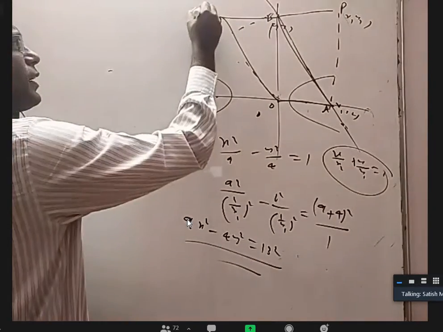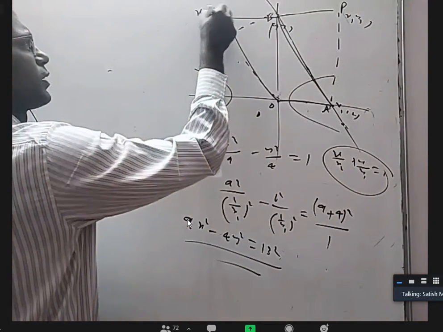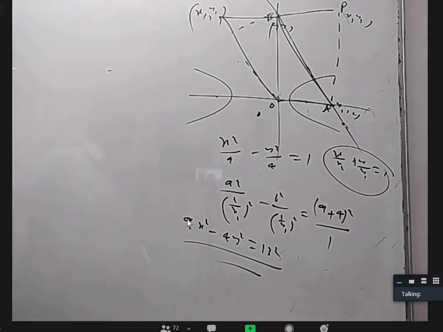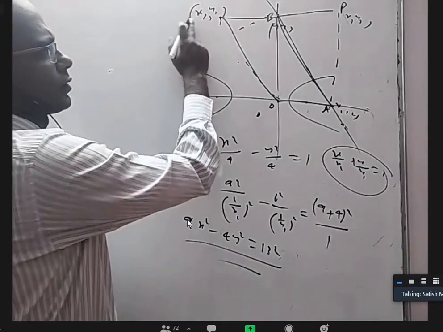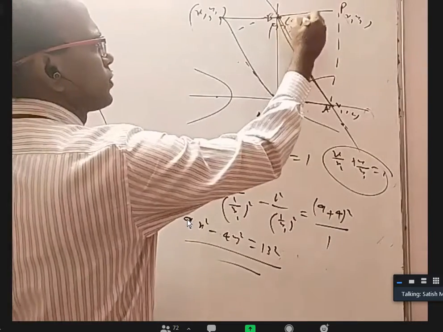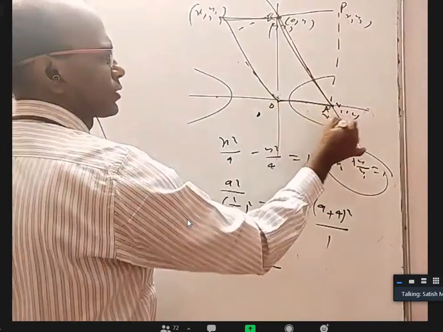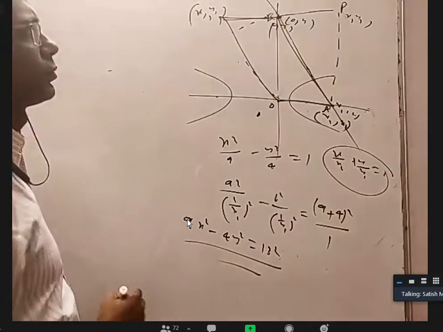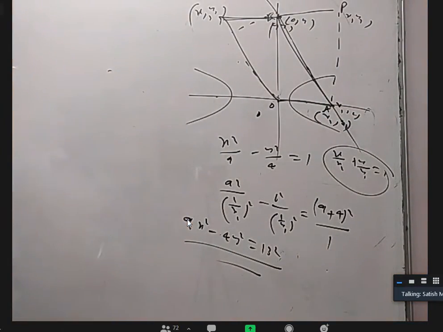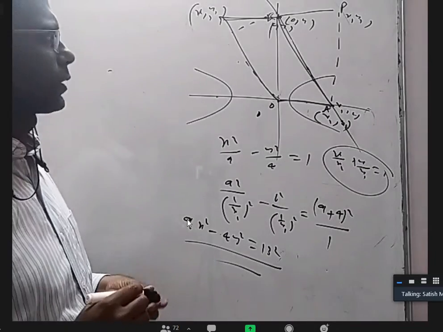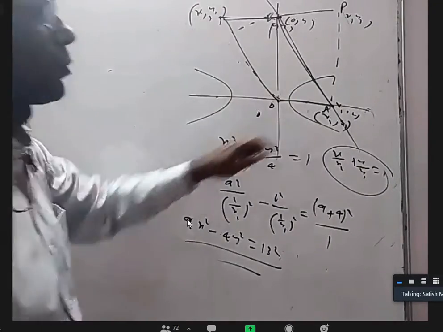If I take this point as x1 comma y1, the locus whose equation I have to find. Obviously, this is 0 comma y1. If this length is x1, this is also x1. This is x1 comma 0. Again, I'm getting the same answer. If x1 is negative, I have to put minus x1 here.